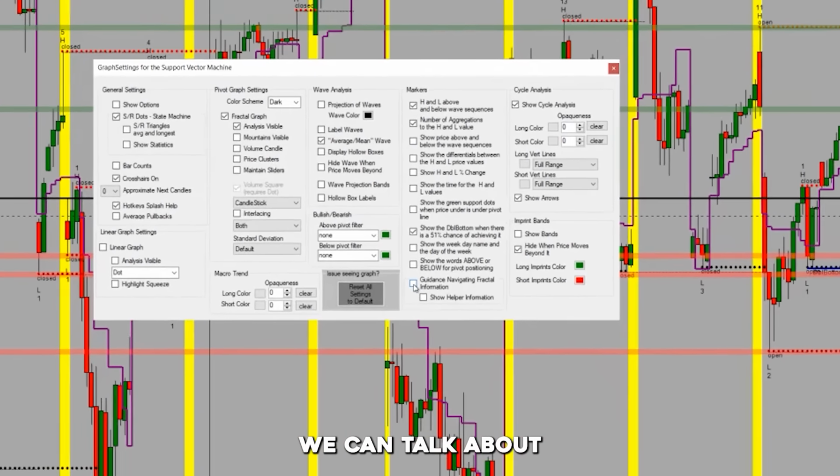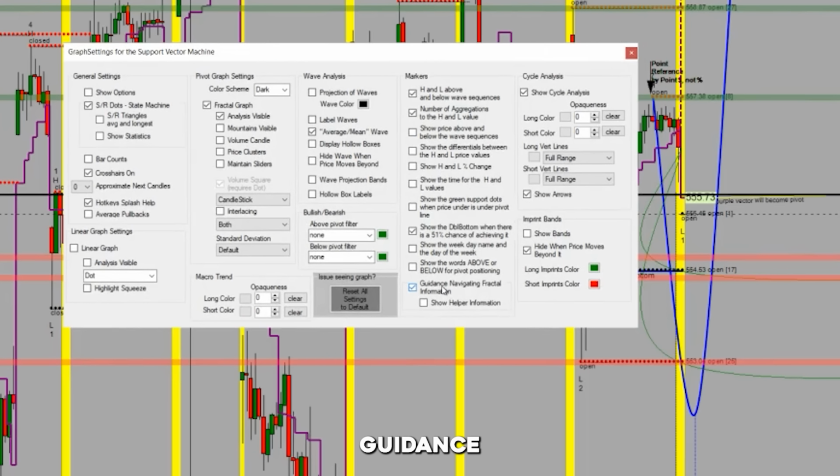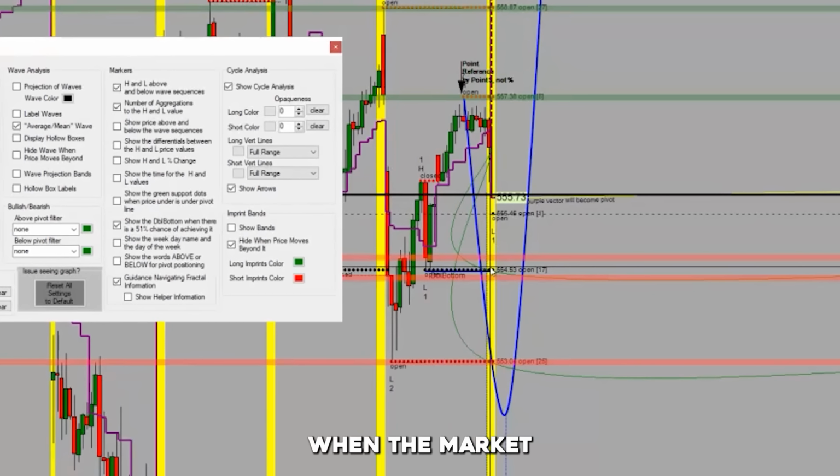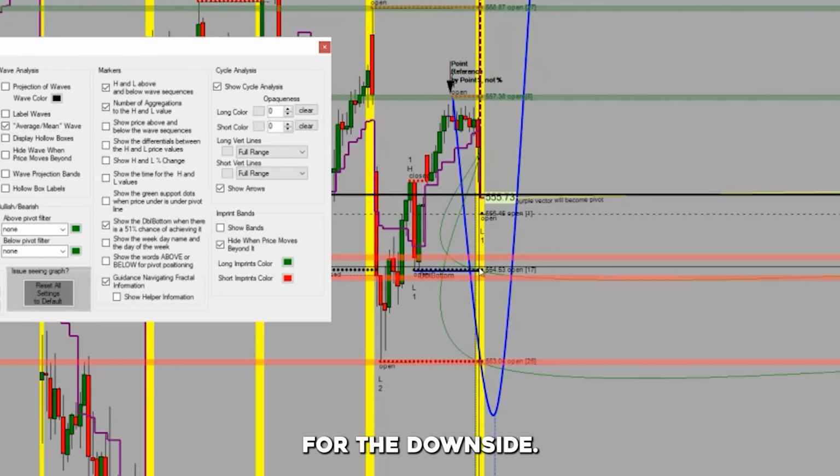Next up we can talk about is the show guidance navigating fractal information. This one, remember, we had in our previous session, right? Yeah. This tool right here. So basically what it does, it gives you targets. Now this is a pure spoon-feeding kind of tool, and I love it. It gives you targets for above and below the pivot. So when the market is below the pivot, you can see the targets for the downside. It's giving you targets.